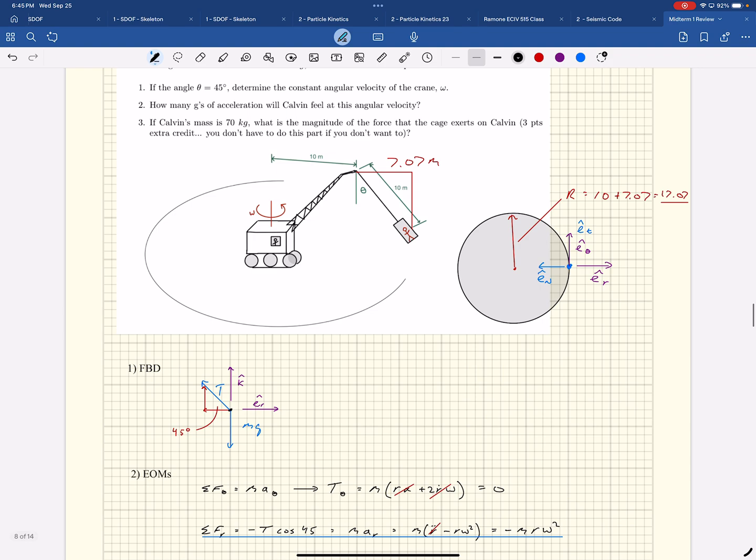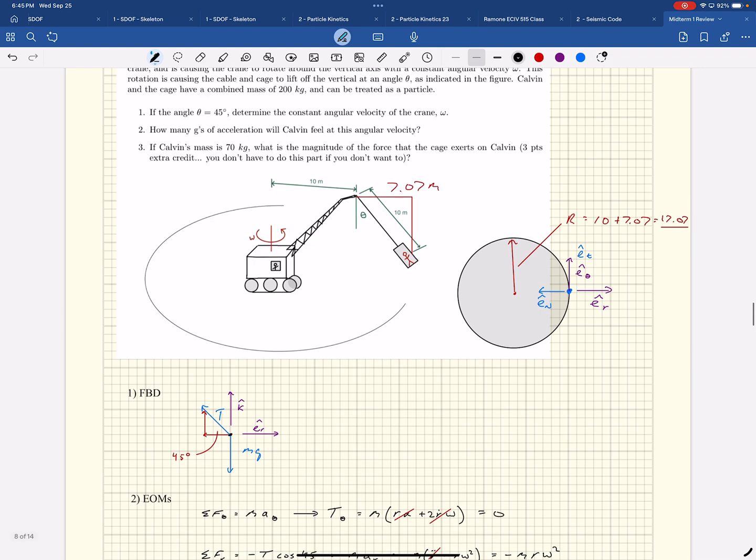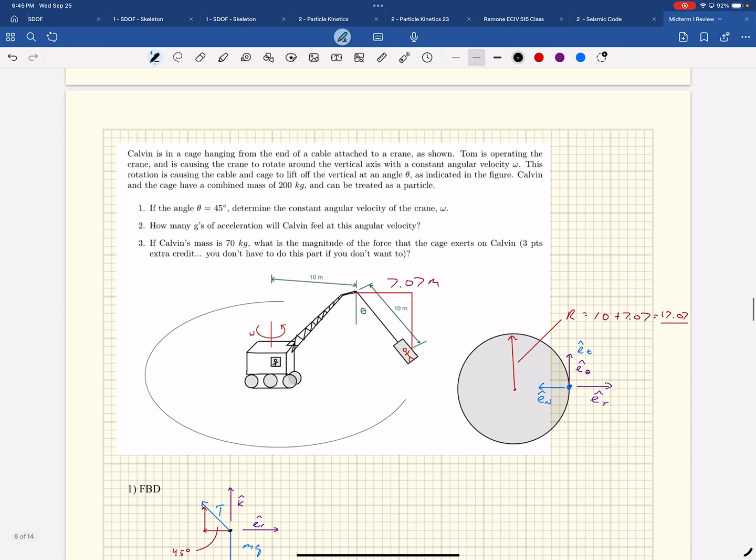So this one says, if Calvin's mass is 70 kilograms, be careful, they have a total combined mass of 200 kilograms. But now we're just saying, if Calvin has a mass of 70 kilograms, what is the magnitude of the force that the cage exerts on Calvin?